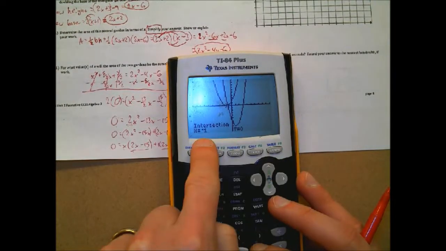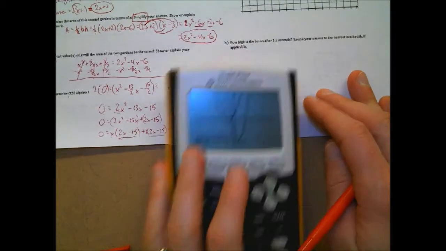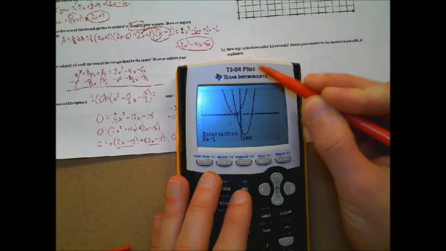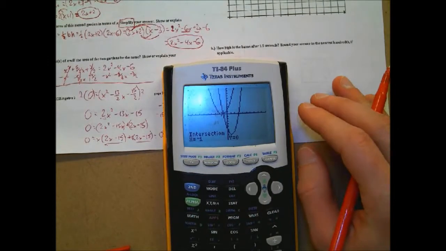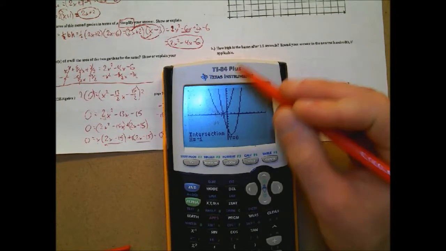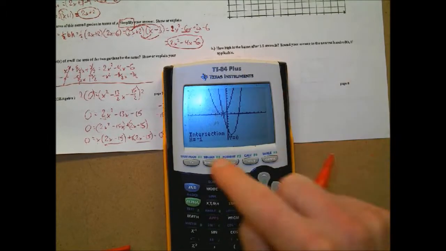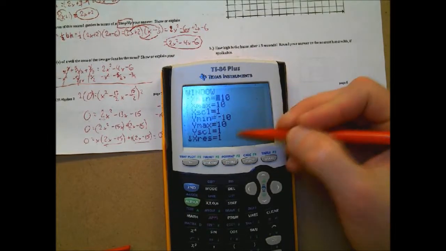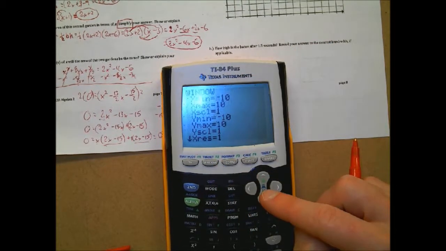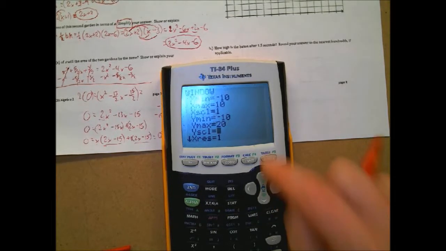When x is negative 1. Okay? Now it looks like the curves might intersect further up here. Okay? How can I adjust to see up here more? What button do I press for that? You guys remember? How do we adjust this? The window. Yep, window. And which part of the window do I want to adjust? If I want to go further up on my y-axis, I want to adjust the y max.